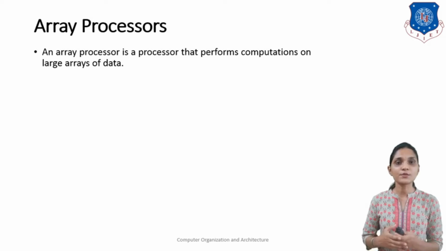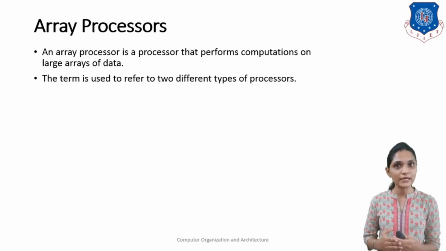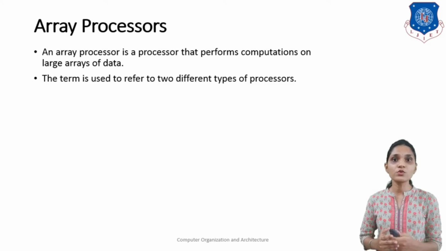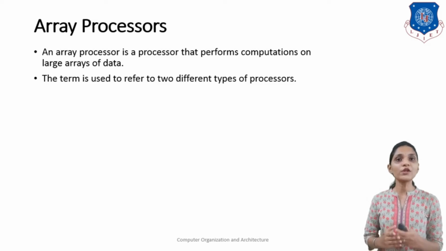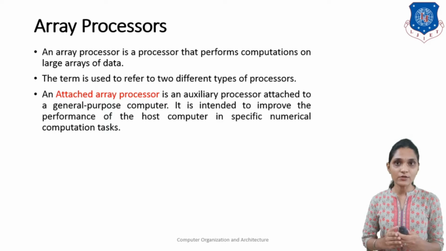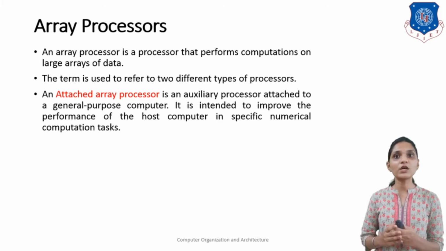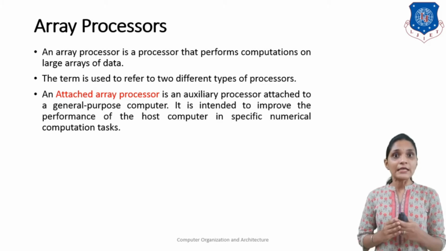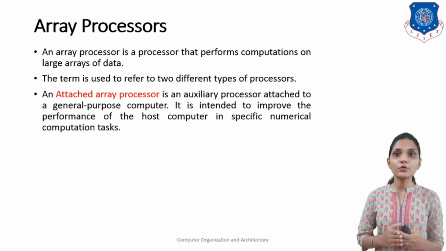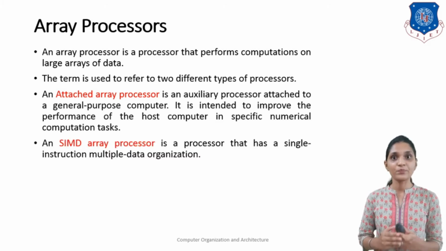An array processor is a processor that performs computation on large arrays of data. The term is used to refer to two different types of processor. The first one is the attached array processor. The attached array processor is an auxiliary processor that is attached to a general purpose computer. It is intended to improve the performance of the host computer in specific numeric computational tasks.